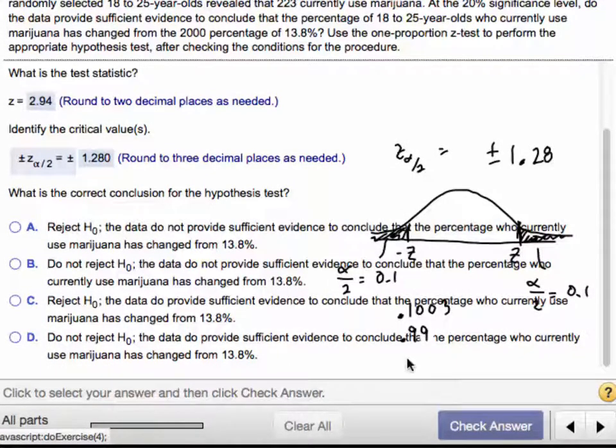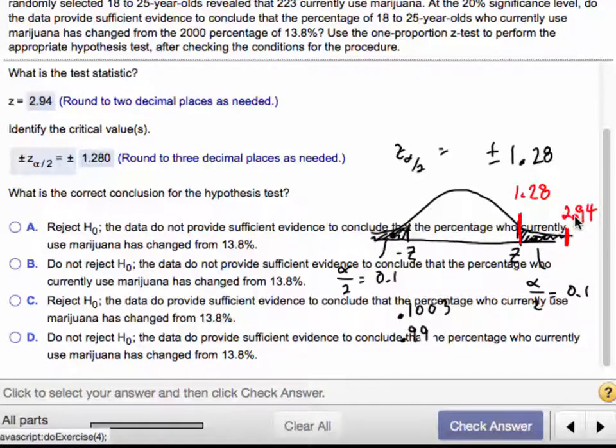Okay, and what's the conclusion? So we have 1.28 and our test statistic was 2.94. This is 1.28, so where is 2.94? Is it in the rejection region or non-rejection? Rejection. 2.94 is up here in the rejection region.